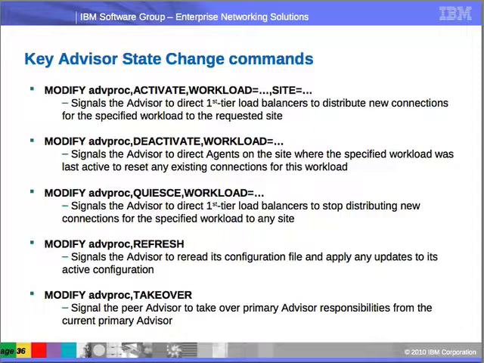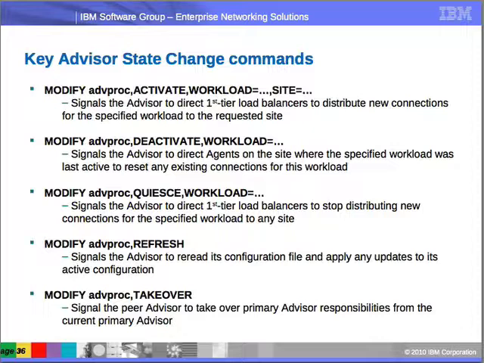There's also a deactivate command, and that is for a workload. As I mentioned, there may be persistent connections that transactions can still flow over. We need the ability to go out to the agents and reset each one of those. This deactivate command does it. So when we do a deactivate command for a workload, the advisor goes to every agent in the site where the workload was last active, and it resets any existing connections.